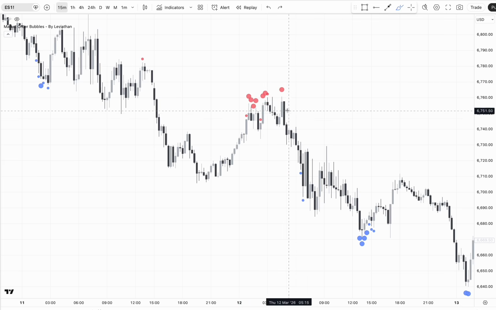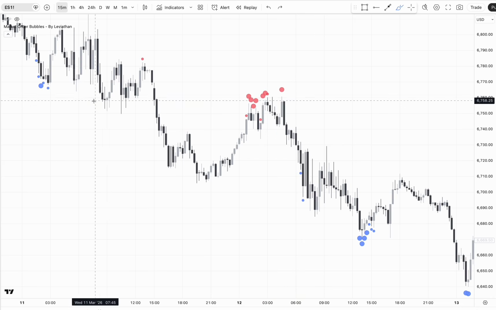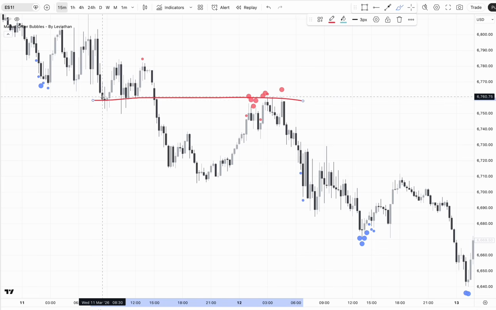And the most important thing is I want to make sure that this is not just some random price range anywhere on the chart, but rather a price range that is very close to the resistance.